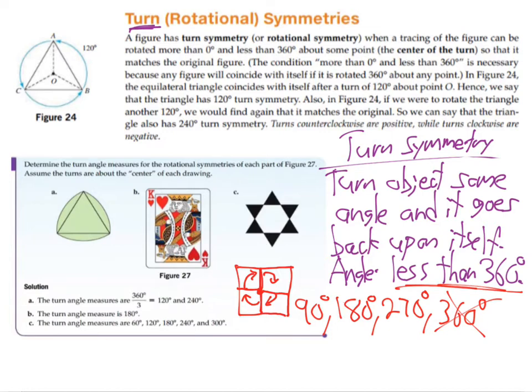We're saying is there some angle less than 360, less than all the way around, that you can turn it and it'll be back onto itself. Yeah, for a square, 90, 180, or 270 will all work. It has those turn symmetries or rotation symmetries. Comments or questions? Is that making sense?